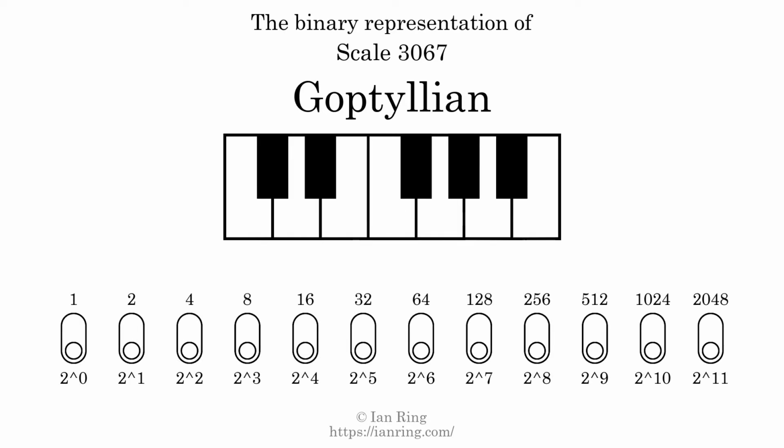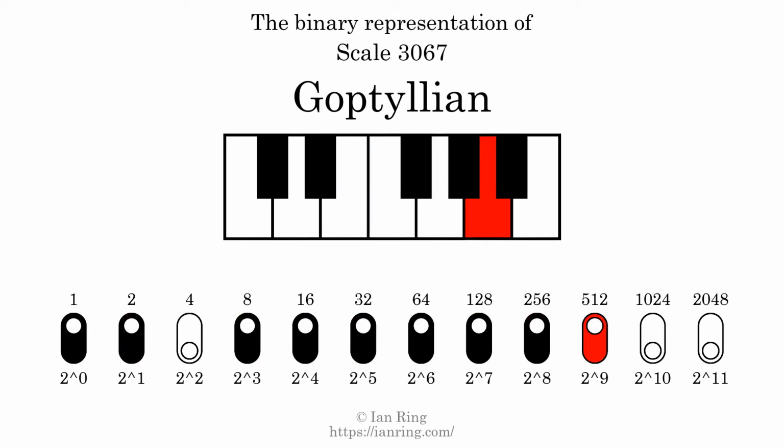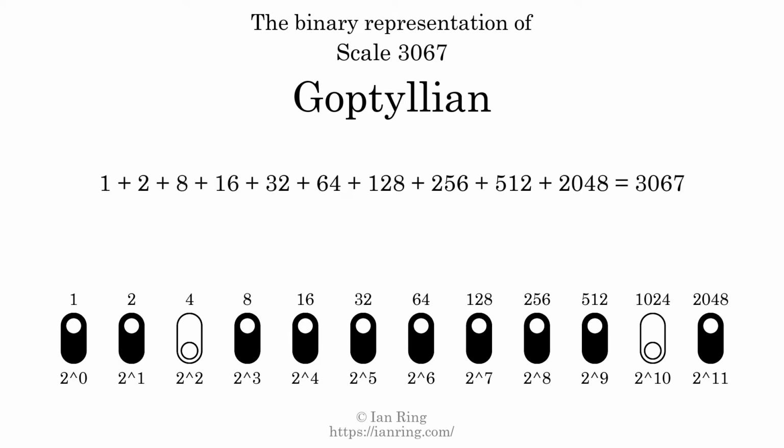The binary representation of this scale is determined by mapping tones of the scale to binary digits. Each binary digit represents a power of 2. To get the scale number, we add the powers of 2 together. The powers of 2 that are present in the scale, all added together, equals 3067. That is why the scale number, in decimal, is 3067.